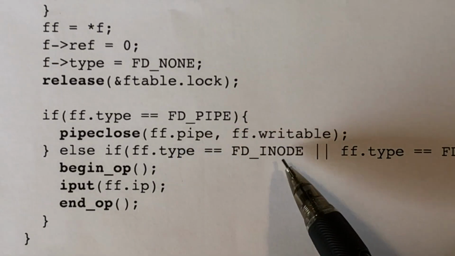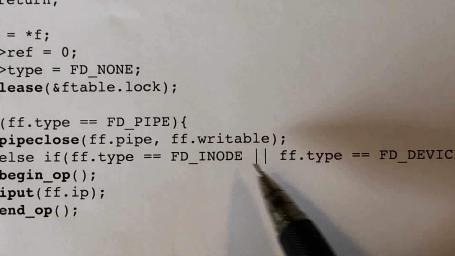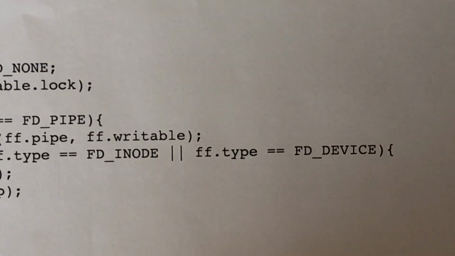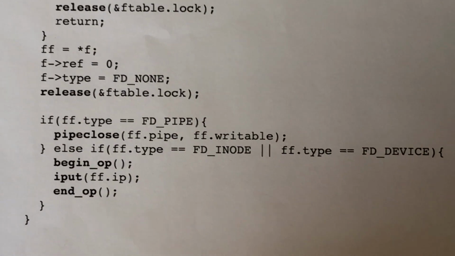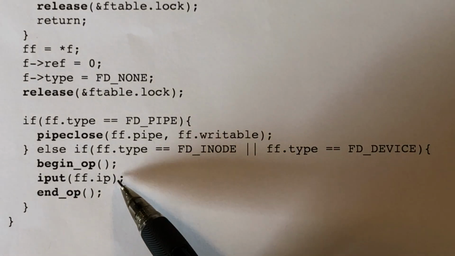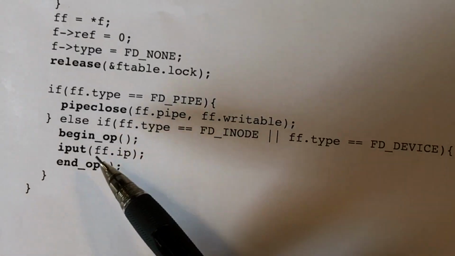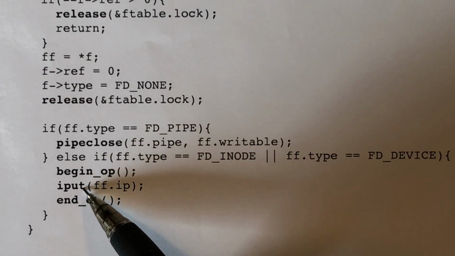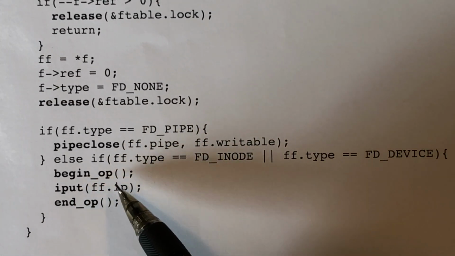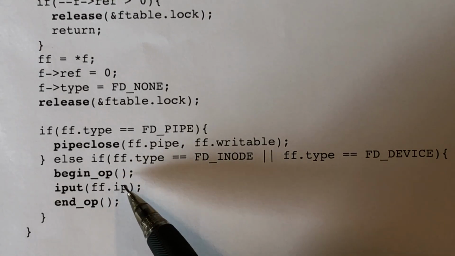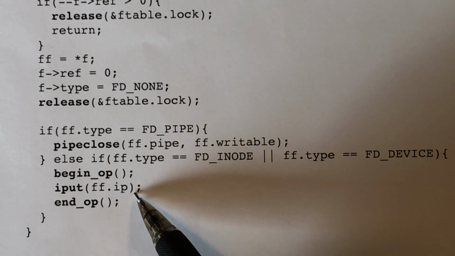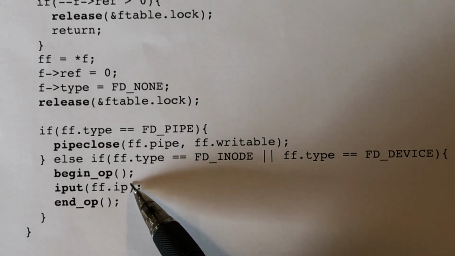On the other hand, if the type was FD_INODE or FD_DEVICE, then we are going to need to deal with the inode that's pointed to. So for that, we will use the iput function, which we covered earlier. Essentially, it's going to decrement the reference count for this inode. And if there are no other pointers to it, it will free the inode structure in memory.